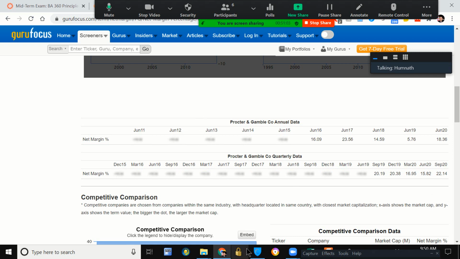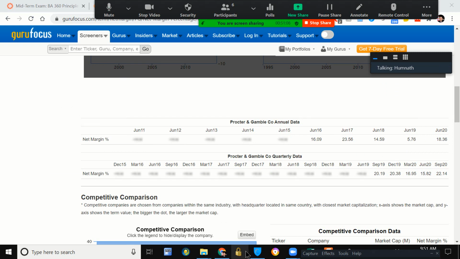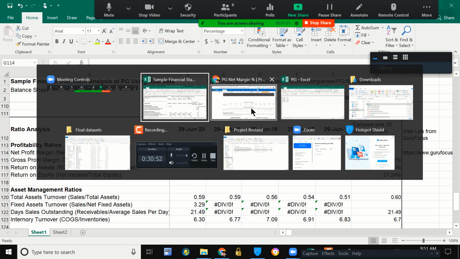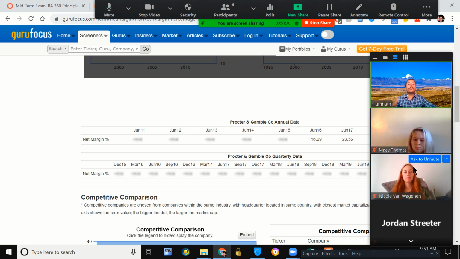So we go to our Excel file and check. Let me check the Excel file. So I have 18.36, right? So 18.36, so I'm pretty much good. You can be a little bit off, that's fine, but not too much, maybe not like 20%. You can be a little bit up and down.